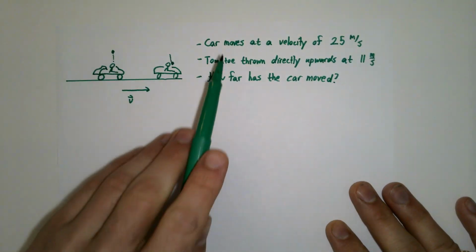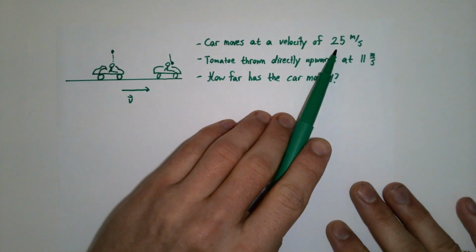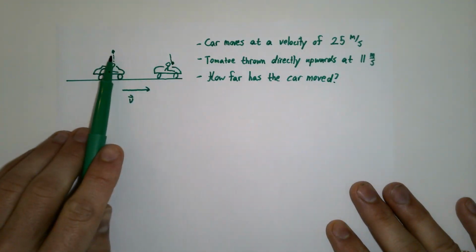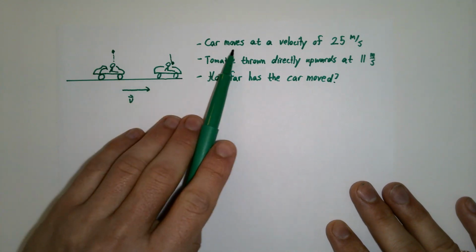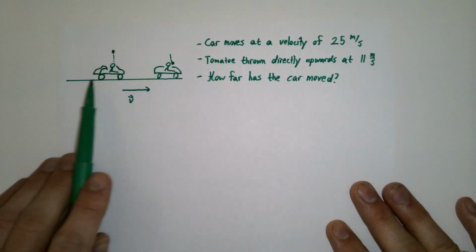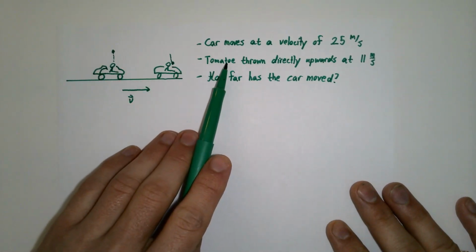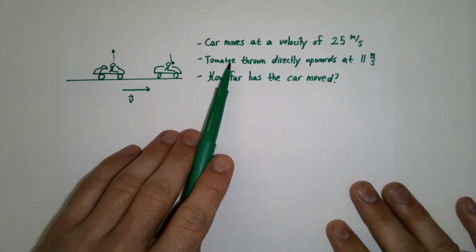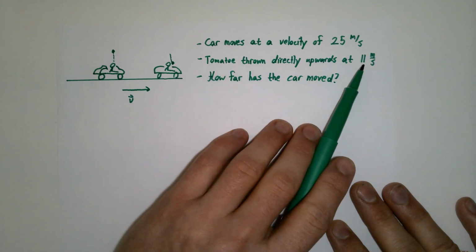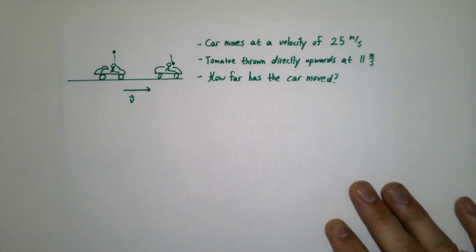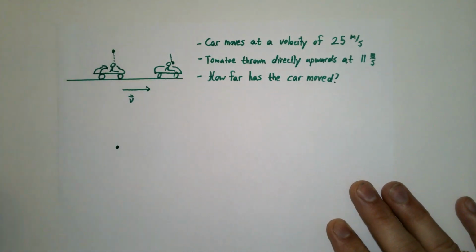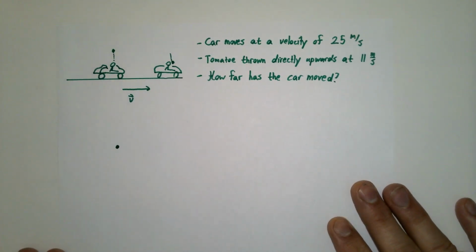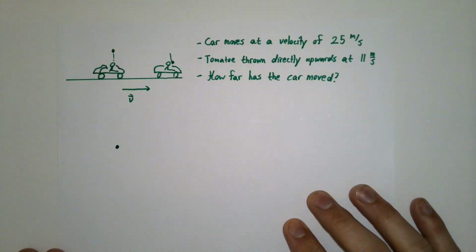Well, I have the car moving at a velocity of 25 meters per second, which means the tomato as well, the moment it leaves the person's hand, is also moving at 25 meters per second to the right. But the tomato is thrown upwards, a different direction, not to the right, but up, at a velocity of 11 meters per second. In other words, here's our tomato. This is not a free body diagram. This is just an idea of what's happening with our velocities here.